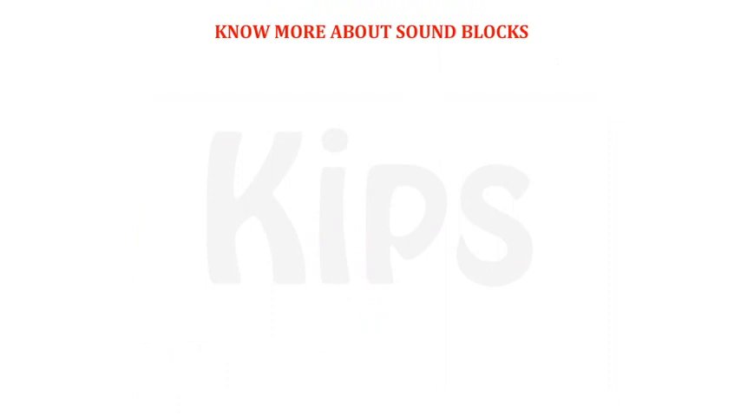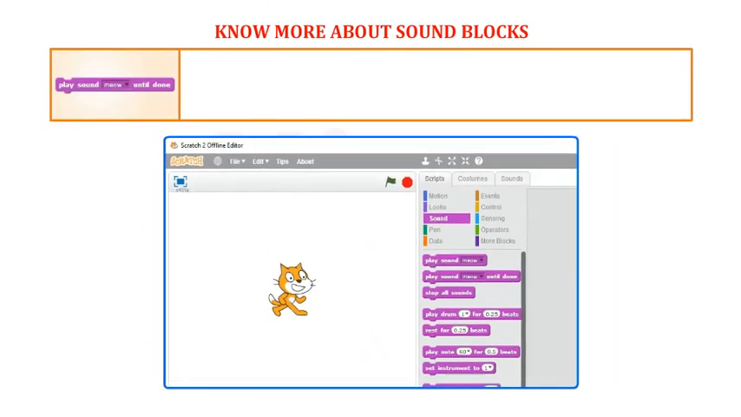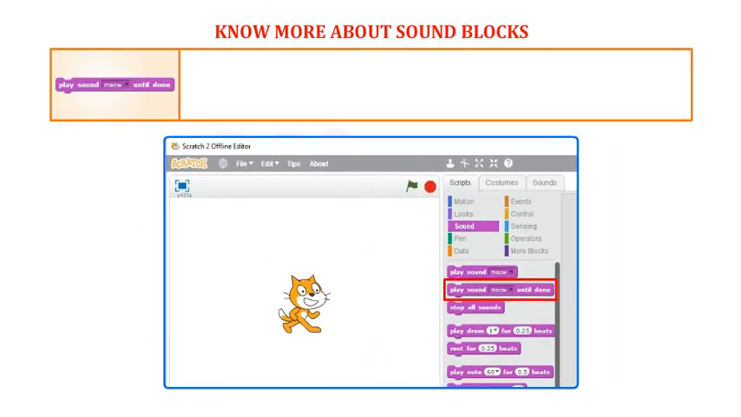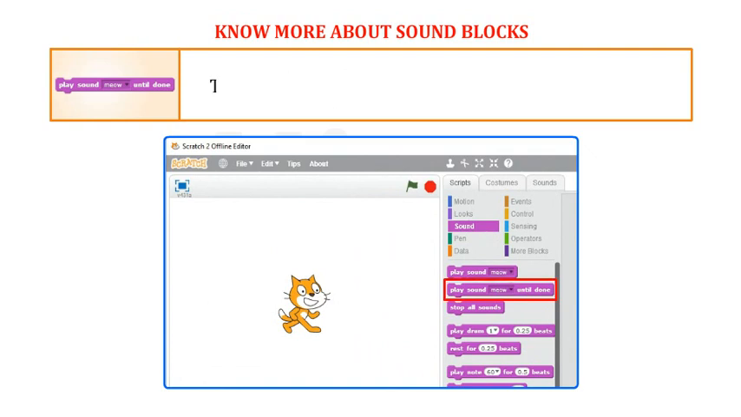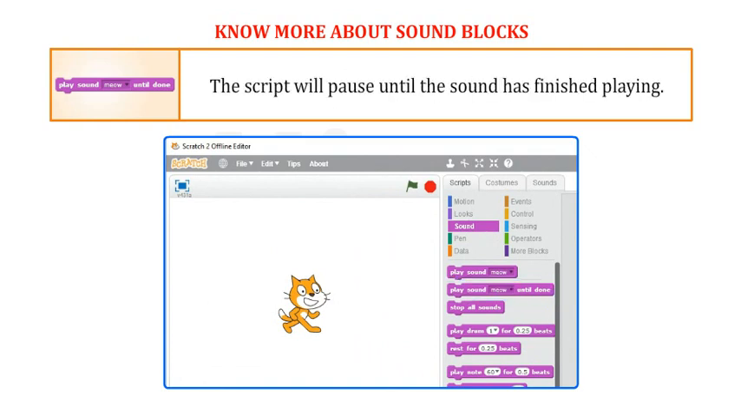Know more about sound blocks. Play sound meow until done. Play sound until done block will play the specified sound. The script will pause until the sound has finished playing.